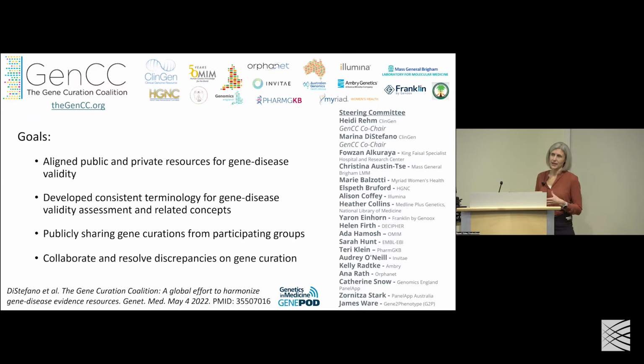So ClinGen, as I said, has done a lot of curation work. All of their information is available on their website, but they are not the only ones doing curation work in terms of gene-disease relationships. Every lab that is establishing a panel, for example, does a lot of pre-curation work to decide which genes should be included on that panel. And any lab that is doing exome or genome sequencing is also evaluating a lot of gene-disease relationships while they look through the results of that sequencing to see if it's relevant to your program of interest.